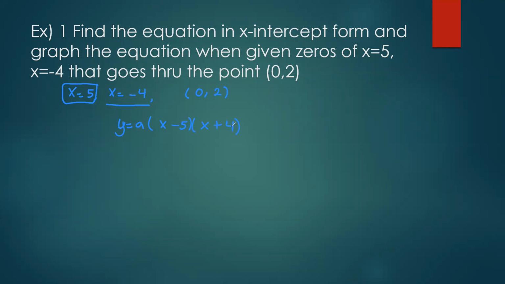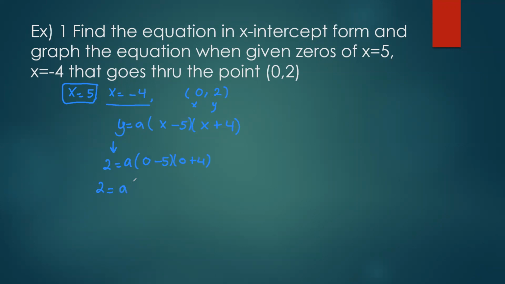Now what we have to do is find out the a. That's why they give us this extra point (0, 2). We're going to substitute that point just to solve for a. Substitute 0 for x and 2 for y. So replace y with 2. We don't know what a is, that's what we're going to find. Then replace x with 0, so this is 0 minus 5 and 0 plus 4.